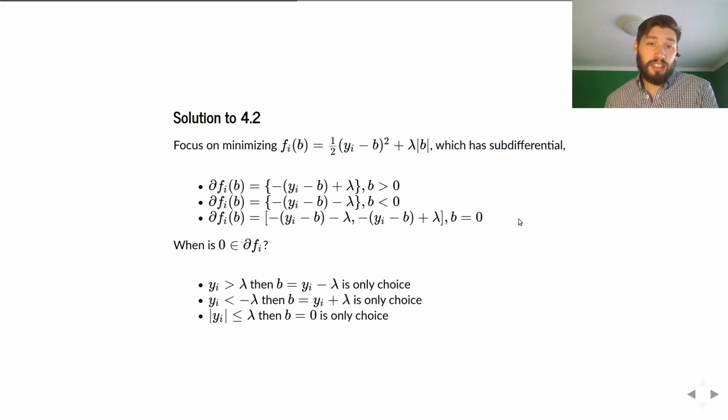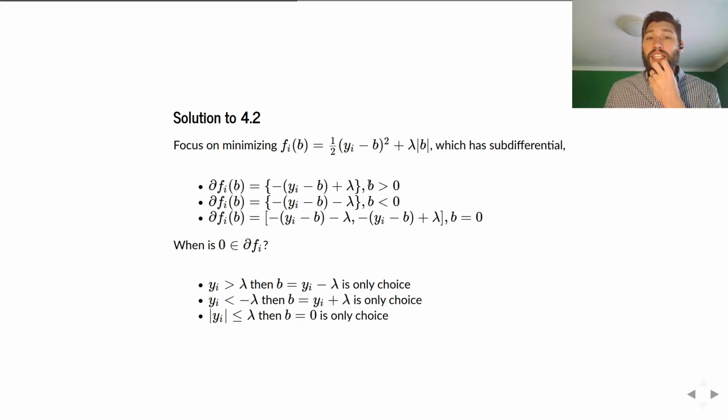Now, I already said that for convex functions, the global minimizer happens when 0 exists within the subdifferential. That's by definition of what the subdifferential means. That's the first order condition. And so when can 0 be in the subdifferential?